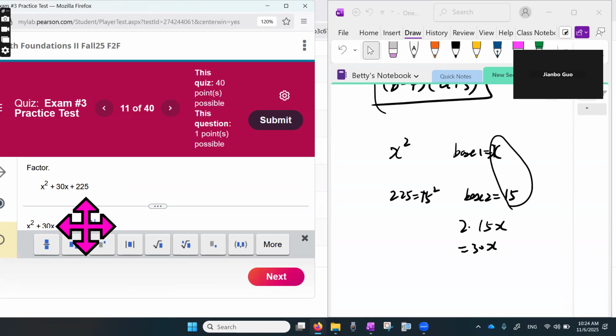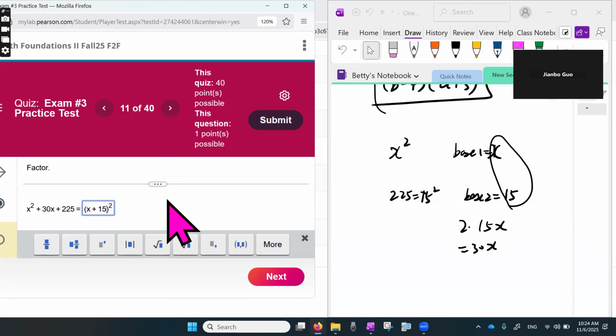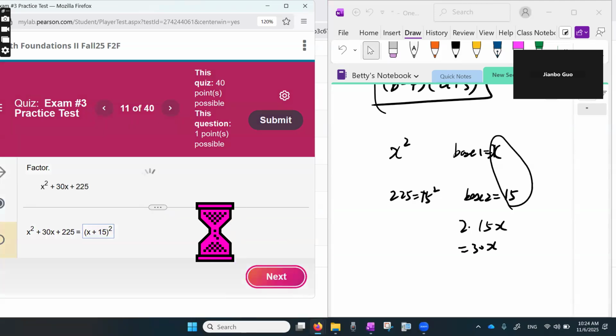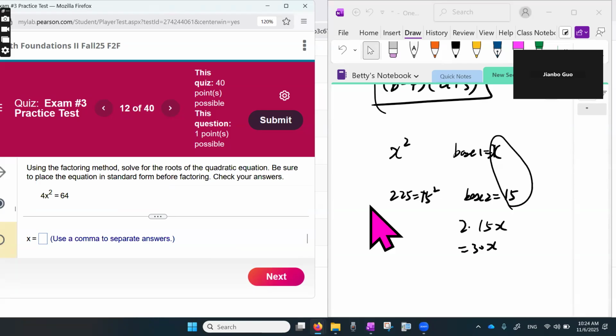First base x plus the second base 15. It's going to be the square of x plus 15. You can double check by using FOIL or the box method.